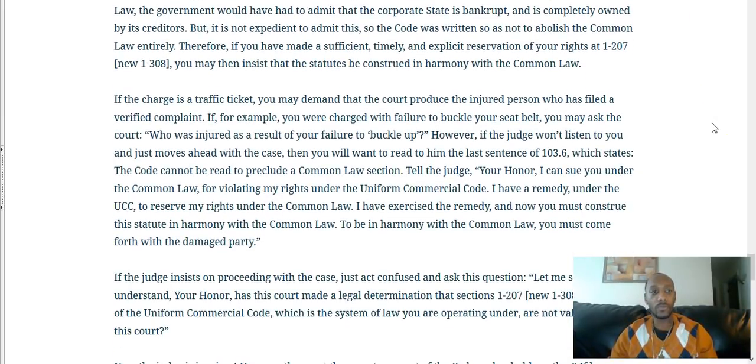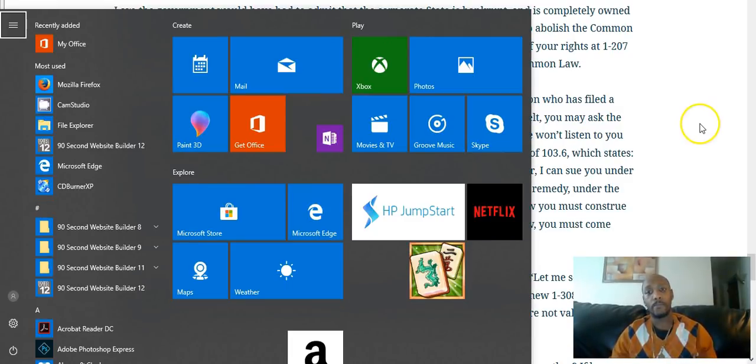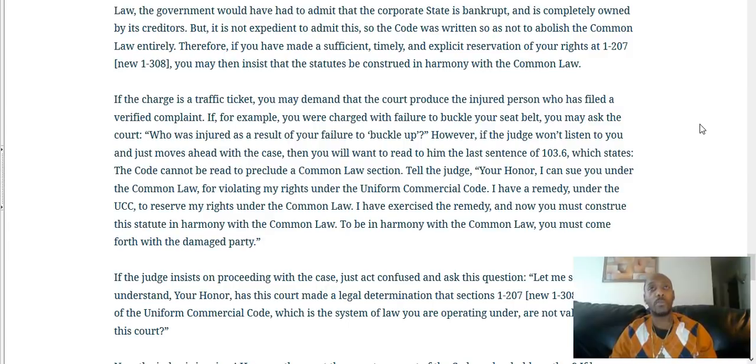Example: if the charge is a traffic ticket, you demand that the court produce the injured person who has filed a verified complaint. If there's no injured party, there is no crime, so you can't be penalized or charged for a crime or a citation or citational lawsuit. That's exactly what citations and tickets are. They are city-made civil lawsuits.